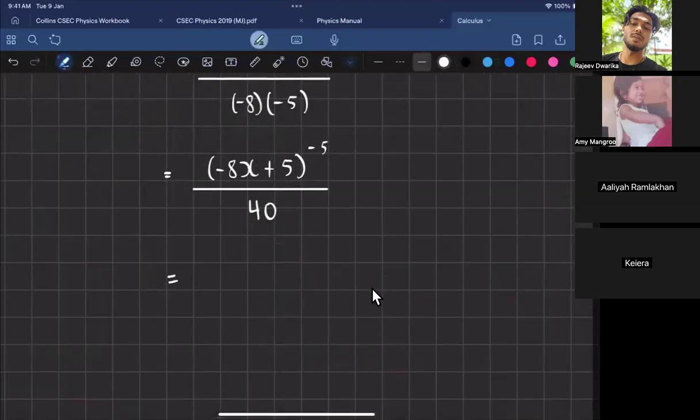If you want to be a little extra, this is what you could do. Aliyah, this term here is negative on top. So where would it be positive? In the denominator. So I could write it as 1 all over 8x plus 5, and 40 is also in the denominator.